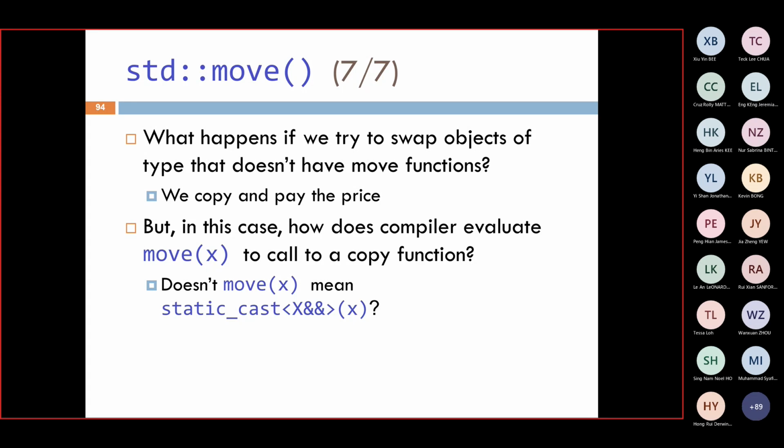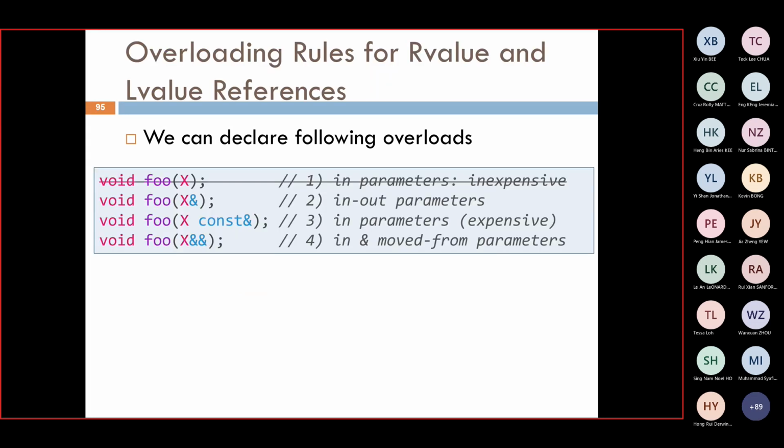So one last time, all of you should know, how does the compiler evaluate move(x) to call a copy function if it can't find the move? Because doesn't move(x) mean rvalue reference? So I'm going to do this one last time. We can write 4 overloads if you want to pass an object of type X. Obviously, if you provide the first overload, you're going to have problems. So I cut that out.